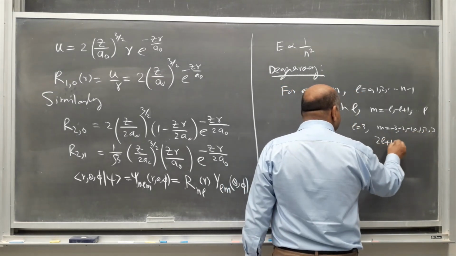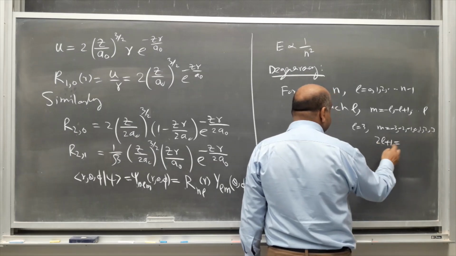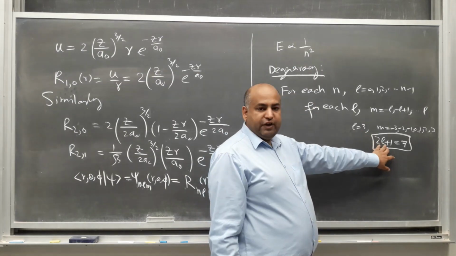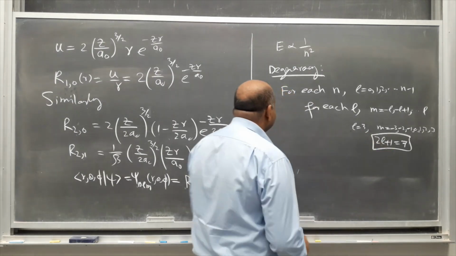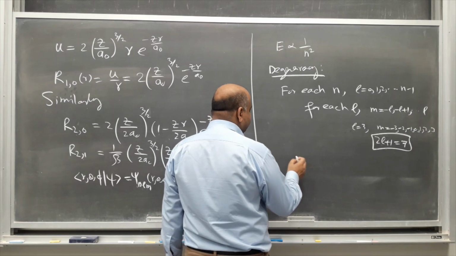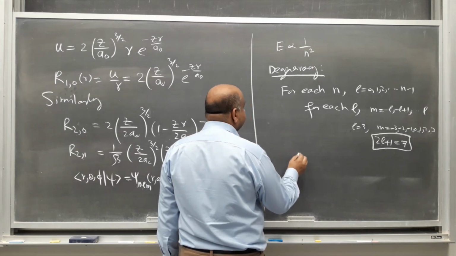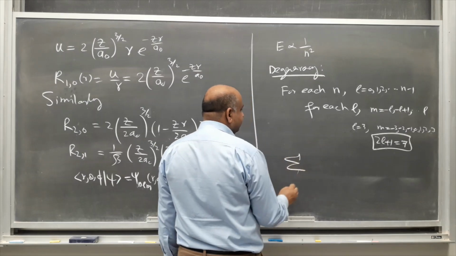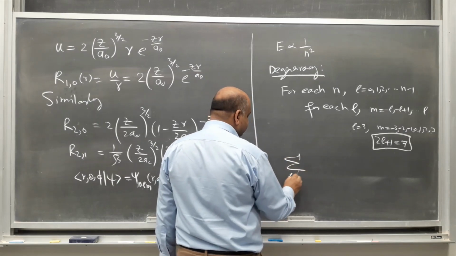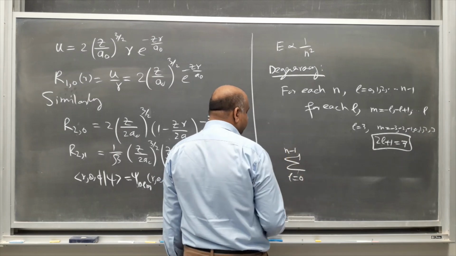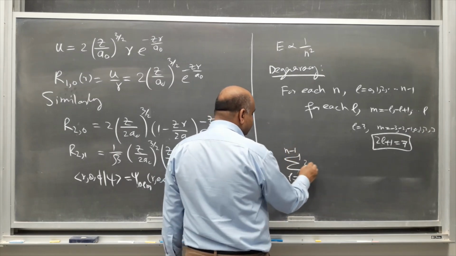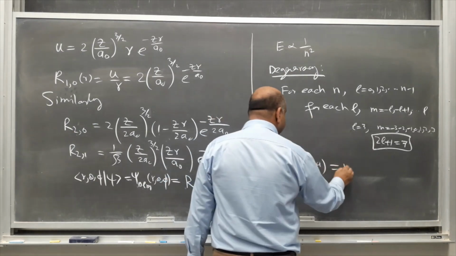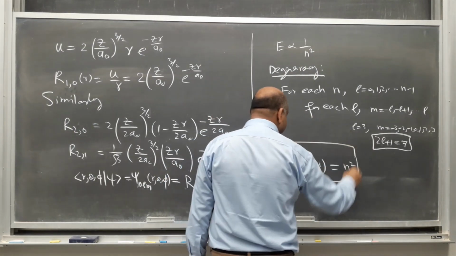And 2L plus 1 is 2 into 3 plus 1, which is 7. So for each L, there are 2L plus 1 values. And if I want to compute in general the number of states for each n, we see that we have to sum over L from 0 to n minus 1, and for each L there are 2L plus 1 states, and if you perform this sum you get n squared.